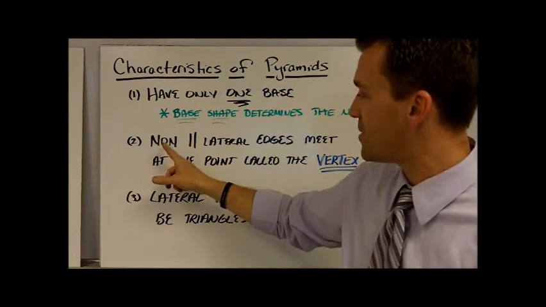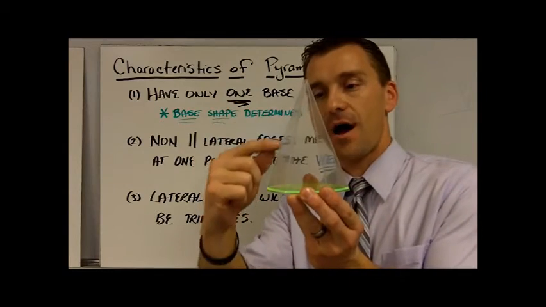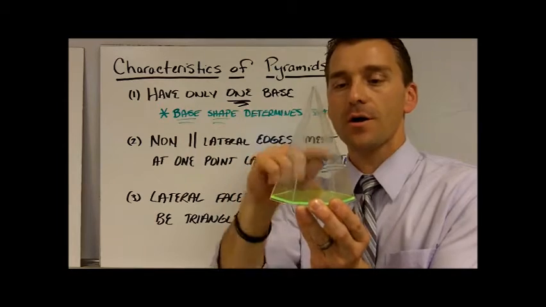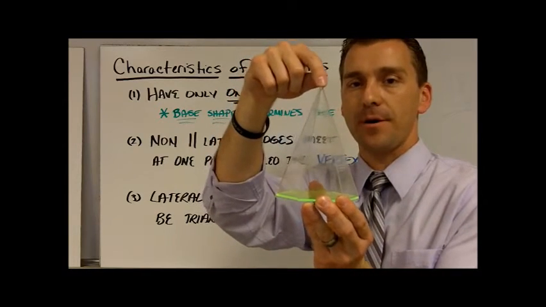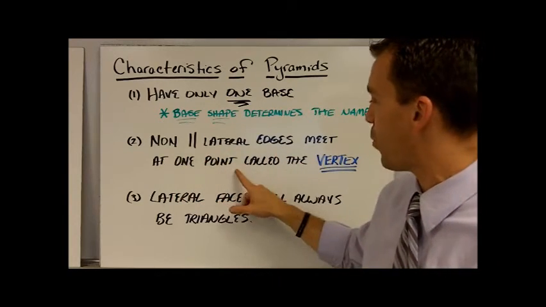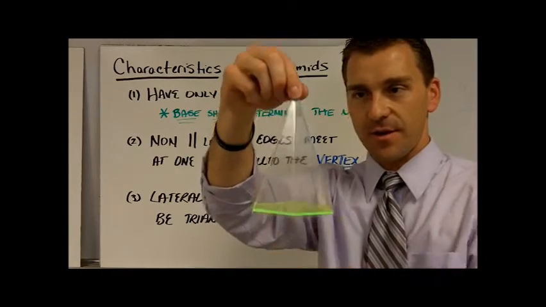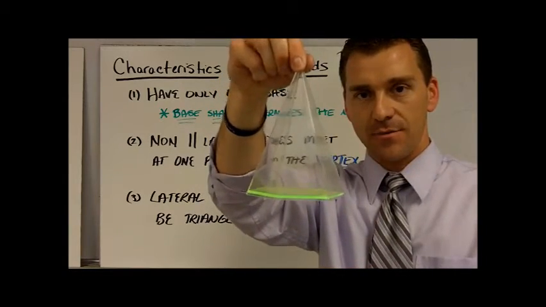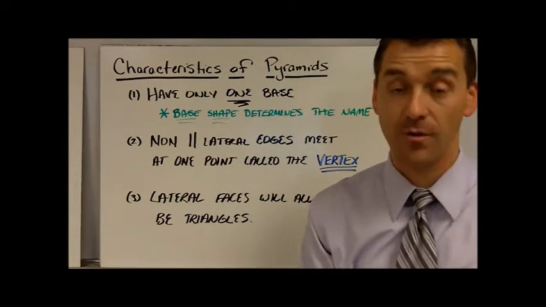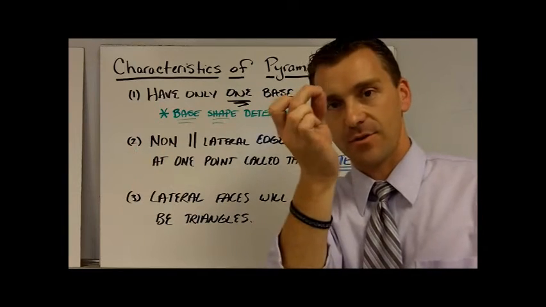Along with that, you have non-parallel lateral edges. That's these things right here. I'll use my finger. That's a non-parallel lateral edge compared to this one. It's a lateral edge. But they all come together at a point up here. So you see, non-parallel lateral edges meet at one point, and that's called the vertex. So that's the vertex right there. The thing I'm holding on to, that's the vertex of this pyramid. That's the vertex of this pyramid. You get the idea. So all the lateral edges come together at the top, or the left, right, bottom, it doesn't matter, but that is the vertex.